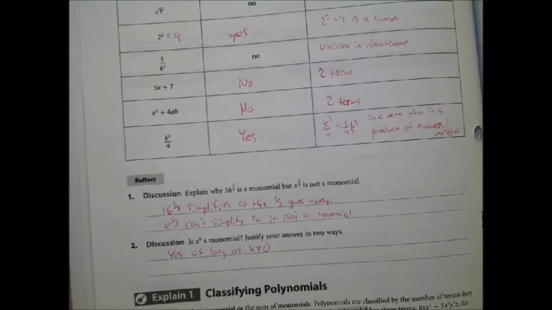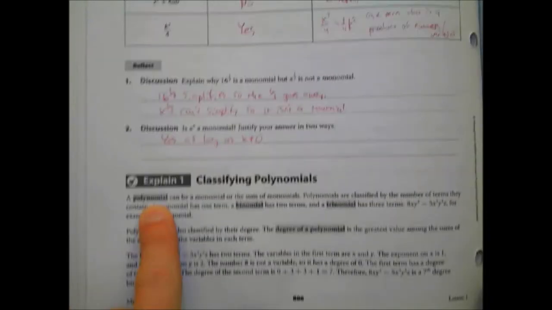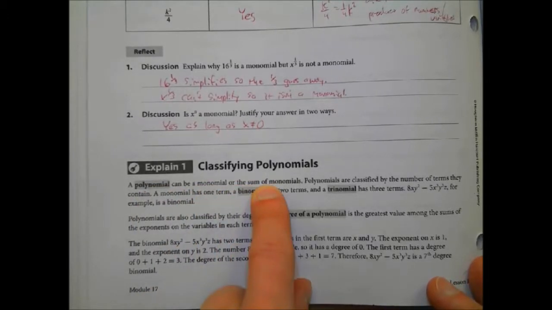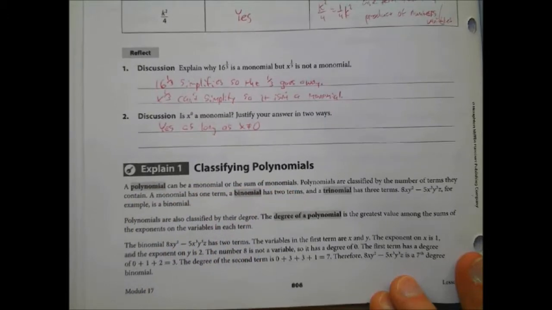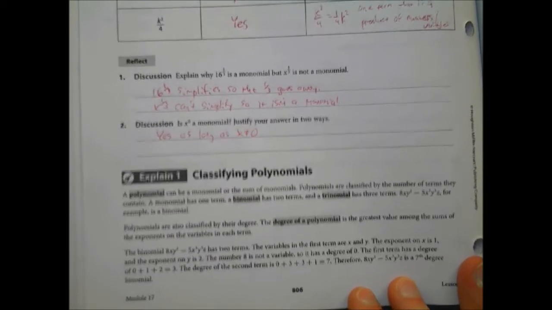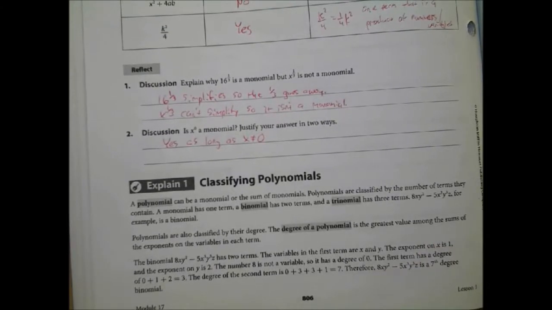Okay, but now we're going to jump to some more vocabulary. A polynomial can be a monomial or the sum of monomials. Okay, so a polynomial is a combination of monomials, but it can also include monomials. So a polynomial is like a bigger, broader category of terms.